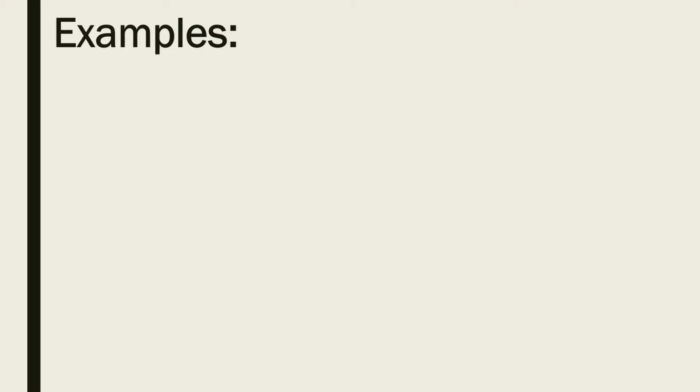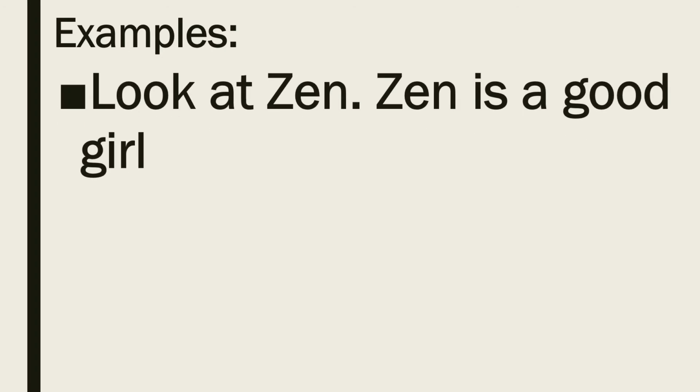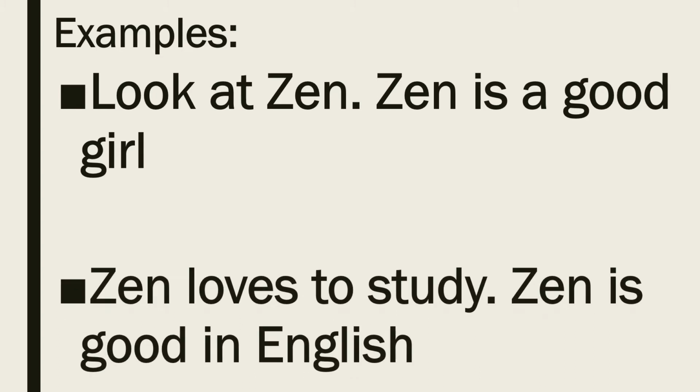Let's understand pronouns with the help of these example sentences. Look at Zen. Zen is a good girl. Zen loves to study. Zen is good in English. What can you observe on the sentences? Correct. We repeat the name Zen. Do you know that instead of Zen, we can use she?